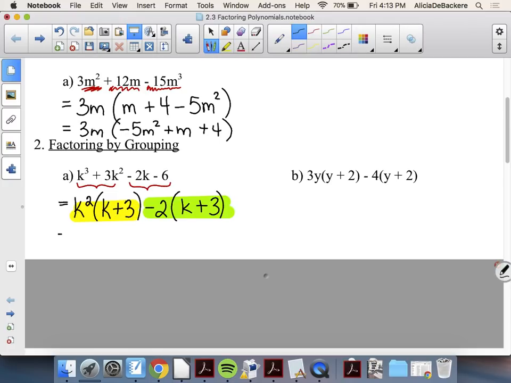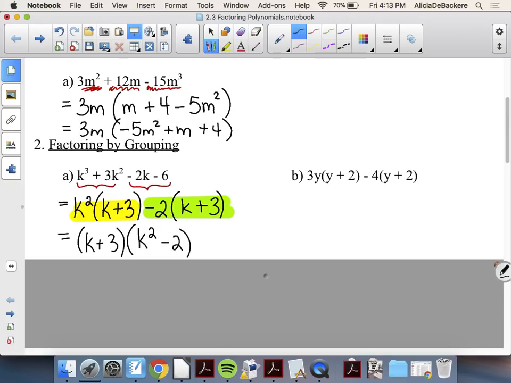So I'm going to pull out that common factor of k plus 3, and then I'm just going to write down the leftovers. So if I divided that first term, the yellow highlight, by k plus 3, what would be left over? K squared. And then if I divided that second term, the green highlight, by k plus 3, what would be left? Just the negative 2. And so that simplified down really nicely.